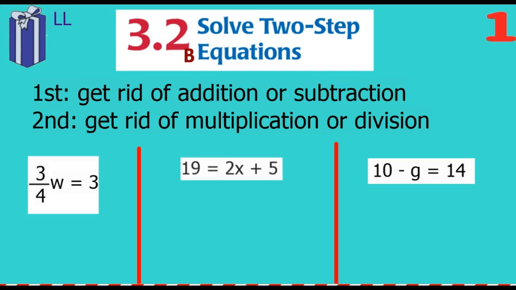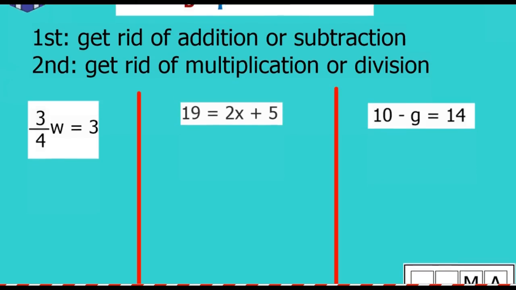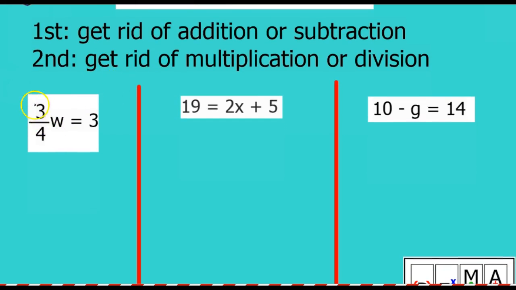Welcome everybody. Today we're going to continue on our talk of solving two-step equations. So we first got to start off with a couple problems here. The first problem was actually only a one-step problem. So we have 3/4 w equals 3.